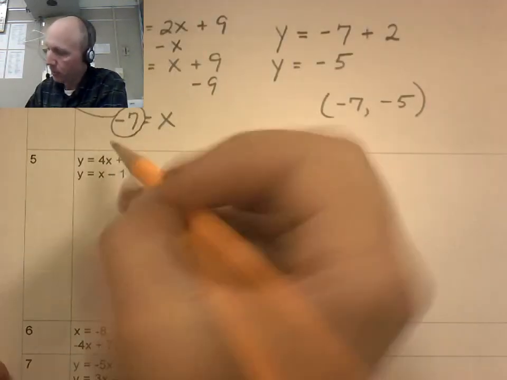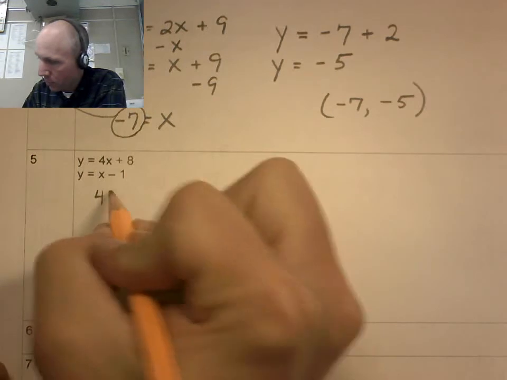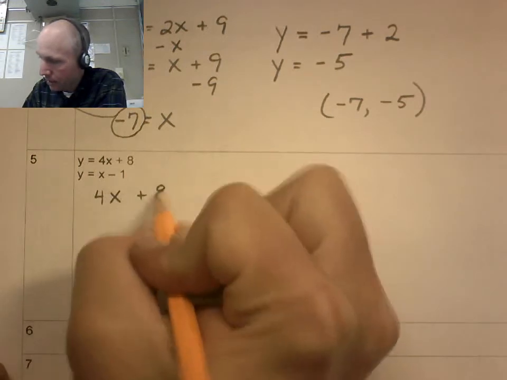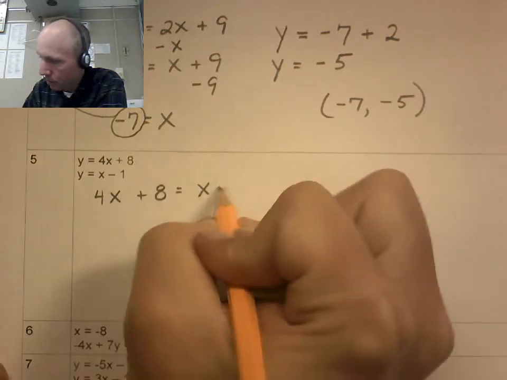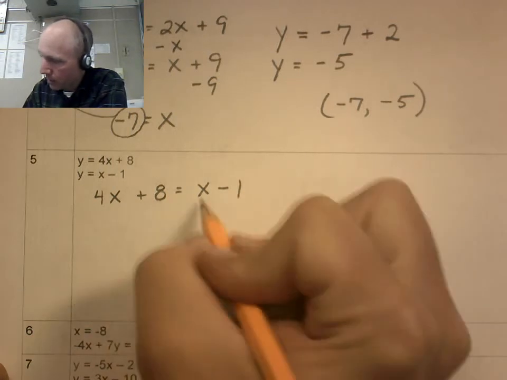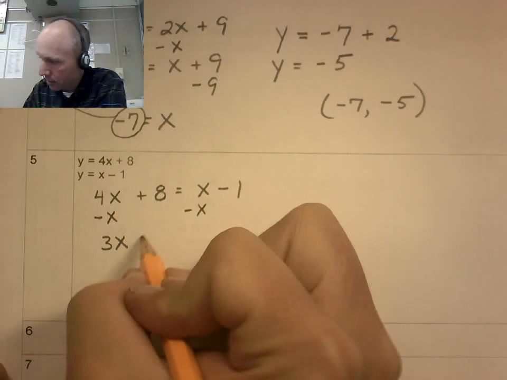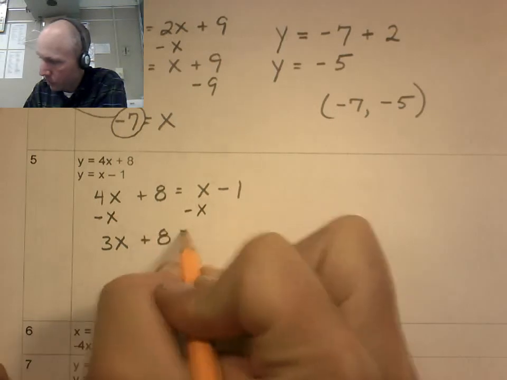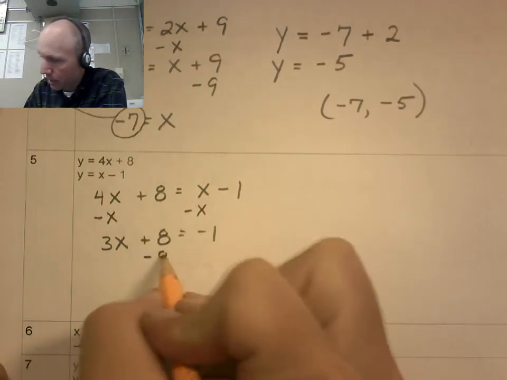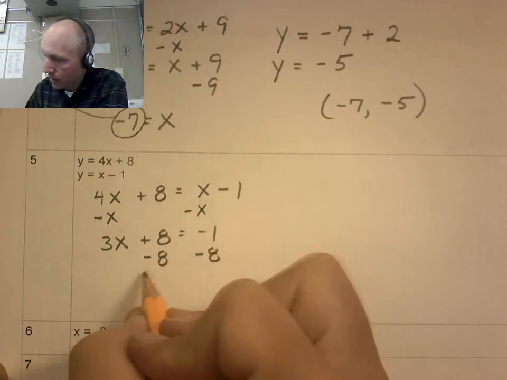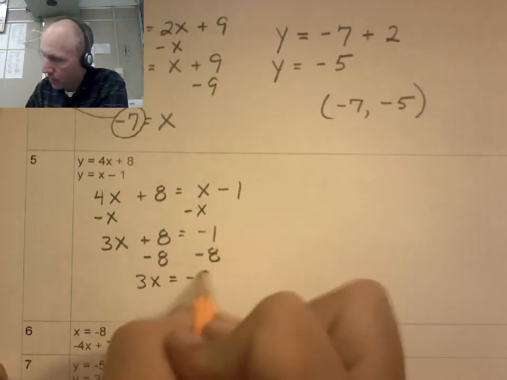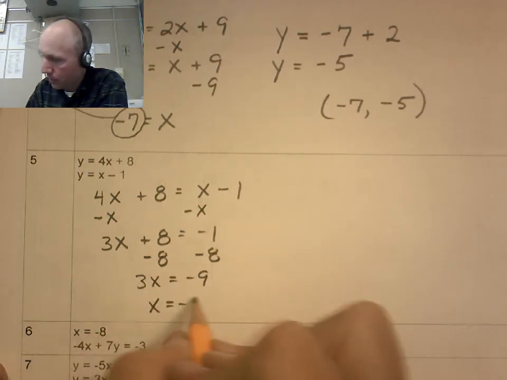These are both in slope-intercept form. I'm going to set them equal. So 4x plus 8 equals x minus 1. Subtracting x from both sides. So 3x plus 8 equals -1. Subtracting 8 from both sides. 3x equals -9. So x equals -3.